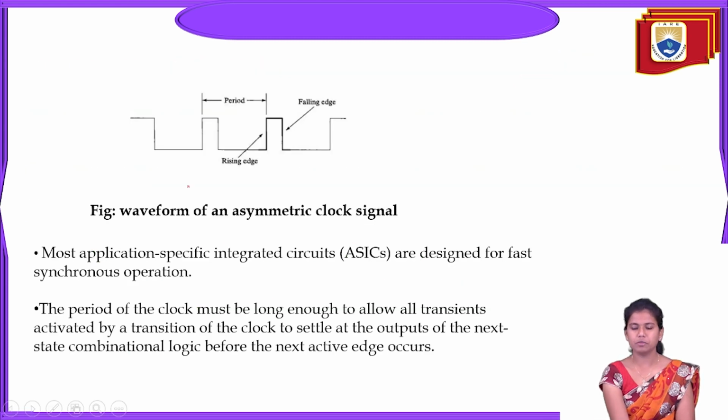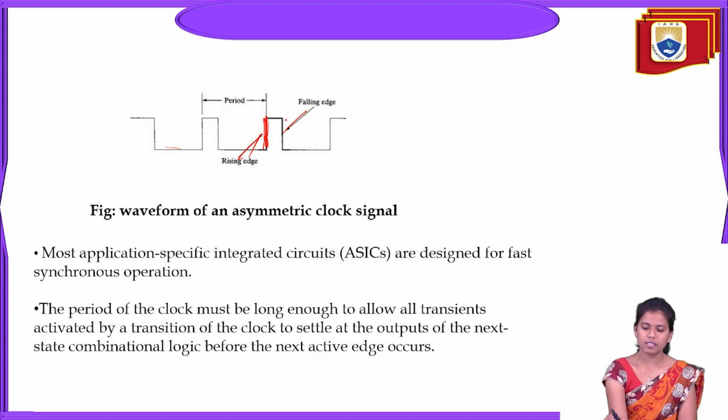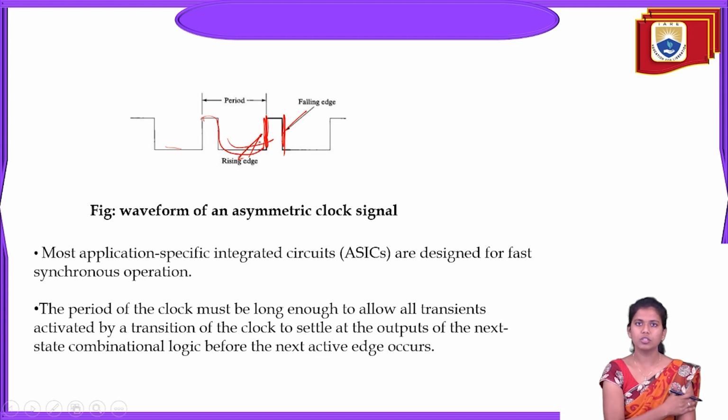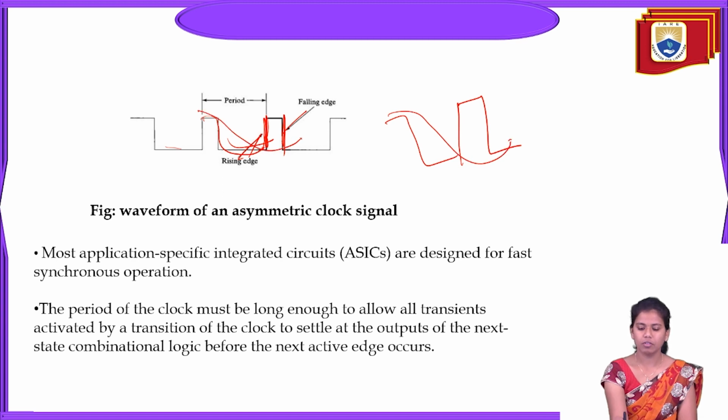So since this is the asymmetric clock signal, here this is the rising edge, and this is the falling edge. This is the time period; the actual time period is one clock period, or one cycle, right? So from a rising edge to the next rising edge, including the falling edge, is one clock period of a cycle.